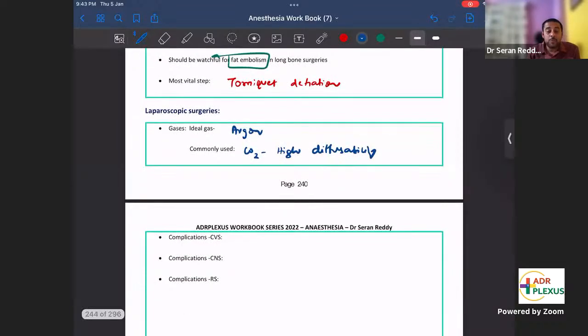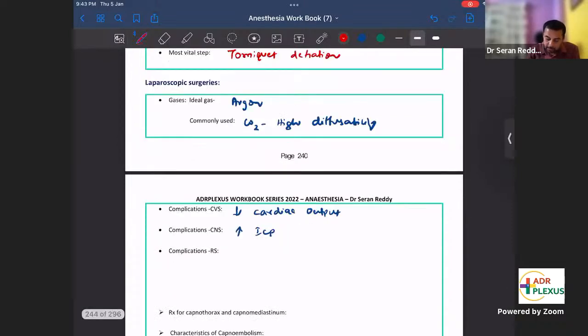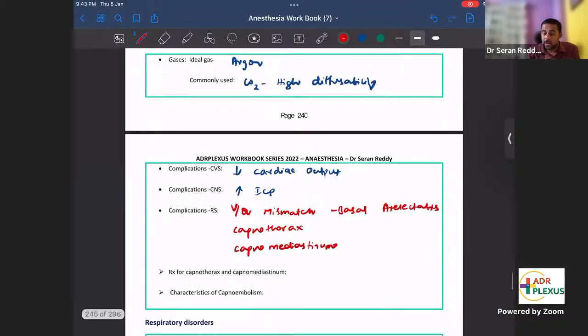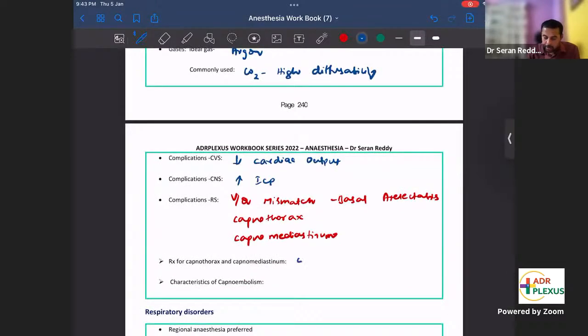And what are the complications that can occur in laparoscopic surgeries? In the cardiovascular system, it can decrease the cardiac output. In the CNS, it increases the ICP. In the respiratory system, it may cause VQ mismatch and basal atelectasis, capnothorax and capnomediastinum. How do you treat capnothorax and capnomediastinum? It is basically conservative management.